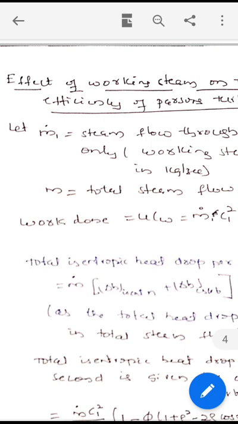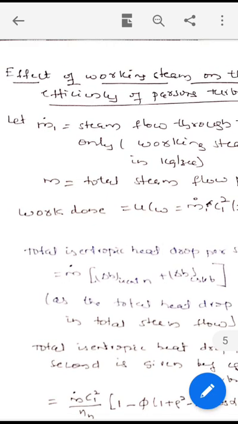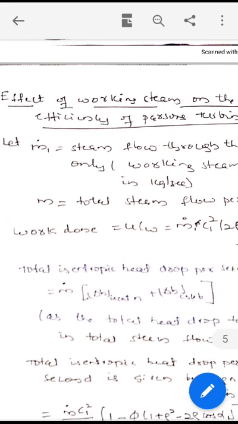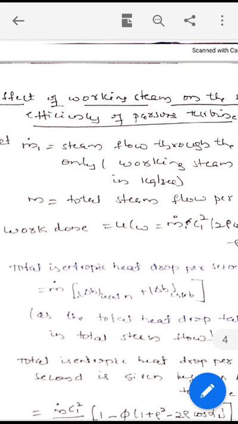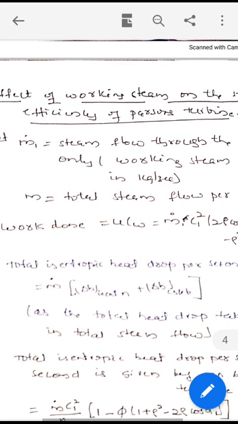While calculating the height of the blade, the leakage of steam takes place over the blade tips. The leakage of steam flowing over the blade tips has to be taken into account, especially when unshrouded blades are used. Here, M1 dot is the steam flow through the blades, and M dot is the total steam flow through the turbine.